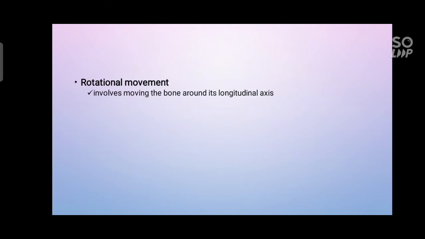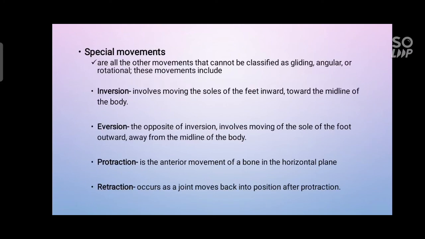Rotational movement involves moving the bone around its longitudinal axis. This can be movement toward the midline of the body, or the medial rotation, or away from the midline of the body, which is the lateral rotation. Special movements are all the other movements that cannot be classified as gliding, angular, or rotational. These movements include inversion, eversion, protraction, and retraction.